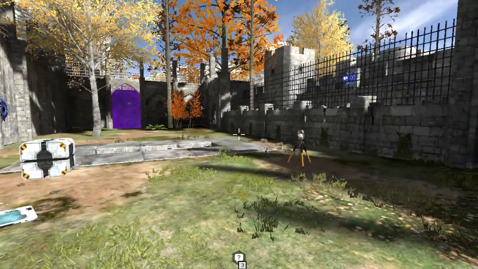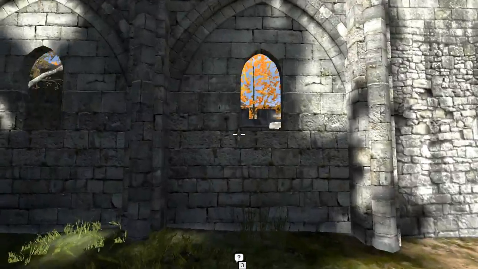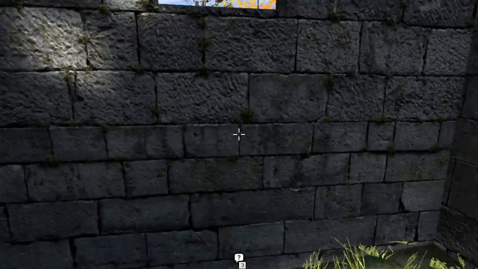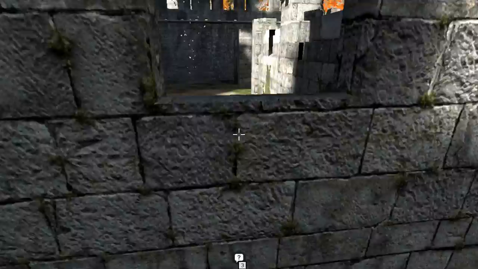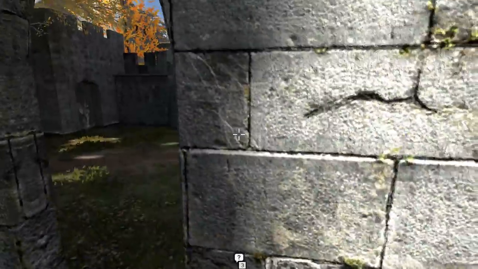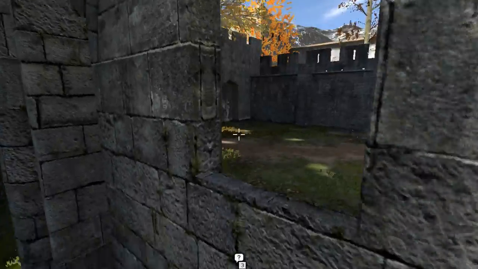Hey guys, I'm LB. We are back playing the Talos Principle, and I was looking through these windows, and lo and behold, what do I see? A challenge star. But how would one get there?